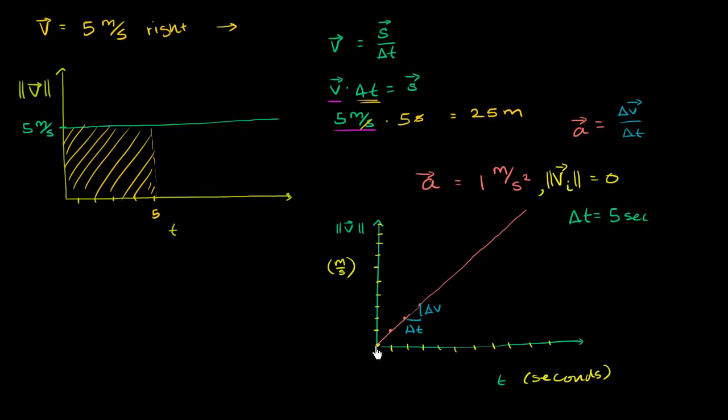So we start off with an initial velocity of 0. And then for 5 seconds, we accelerate at 1 meter per second squared. So 1, 2, 3, 4, 5. So this is where we go. This is where we are. After 5 seconds, we know our velocity. Our velocity is now 5 meters per second. But how far have we traveled?